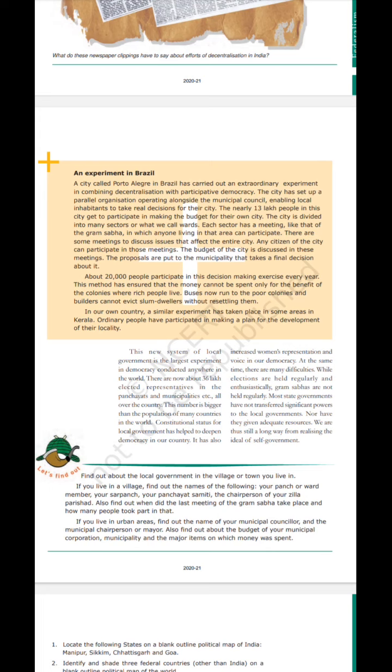There are some meetings to discuss issues that affect the entire city and citizens of the city can participate in those meetings. The budget of the city is discussed in these meetings. The proposals are put to the municipality that takes a final decision about it. About 20,000 people participate in this decision making exercise every year.